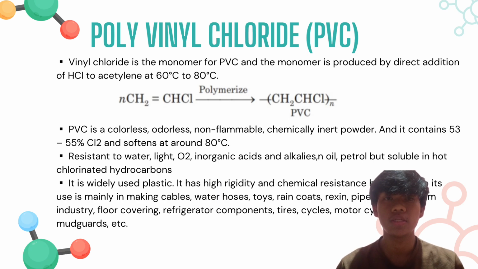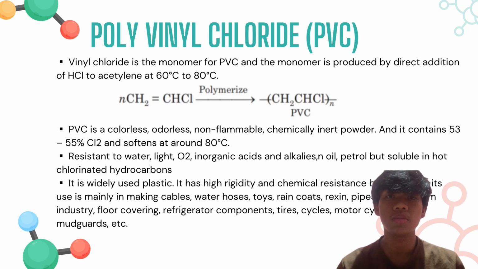So vinyl chloride is the monomer, obtained from HCl and acetylene at 60 to 80 degrees Celsius. What is shown in the figure is the structure of polyvinyl chloride. So PVC is a colorless, odorless, non-flammable, chemically inert powder, and it contains 53 to 55% Cl2 and softens at around 80 degrees Celsius. It is resistant to water, light, O2, inorganic acids, and alkalis.